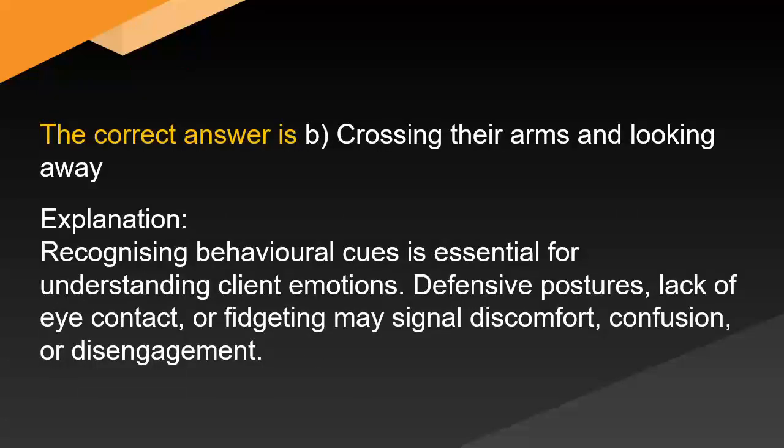The correct answer is B. Crossing their arms and looking away. Explanation. Recognizing behavioral cues is essential for understanding client emotions. Defensive postures, lack of eye contact, or fidgeting may signal discomfort, confusion, or disengagement.